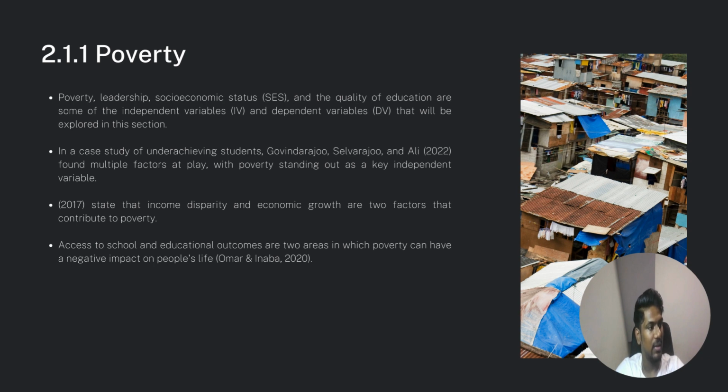So in the case study of underachieving students, we can know from our research that Govindaraju and Ali found multiple factors at play, with poverty standing out as a key independent variable. In 2007, they stated that income disparity and economic growth are the two factors that contribute to poverty. Access to school and educational outcomes are two areas in which poverty can have a negative impact on people's lives. This research was done by Omar and Inaba in 2020.